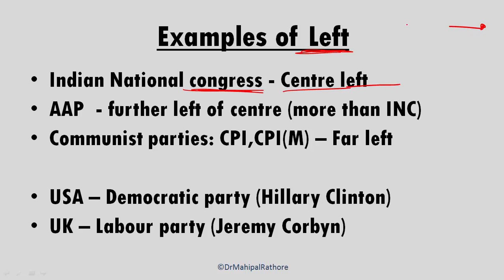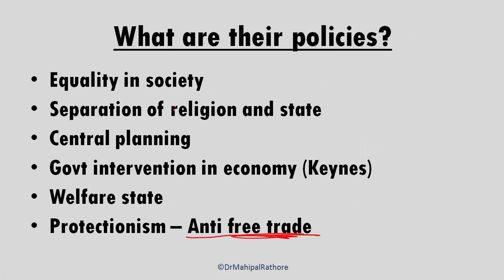So if I make that spectrum again, this is the spectrum, this is the center point. So Congress will be somewhere here, just left of center. You can see all the policies that we discussed. Congress checks all of them. Central planning introduced by Congress. Government intervention in the economy. So we have state intervention in the economy to a huge extent earlier, but now it is less. Then we are a welfare state, and earlier we had a protectionist policy up until 1991. So all these policies were followed by Congress, and they were the ones who brought in all these policies.